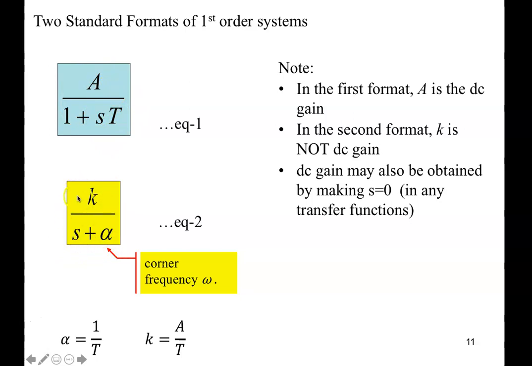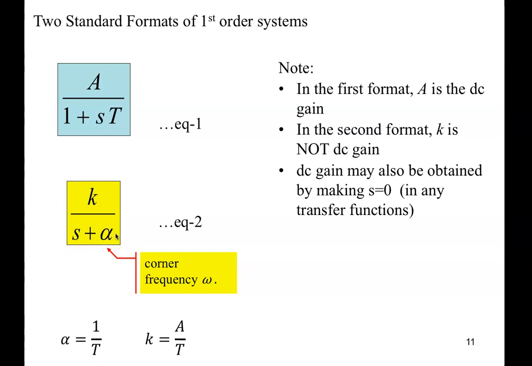Now for the second format, if you have a transfer function in the second format, this alpha is known as the corner frequency, omega. There's an inverse relationship between alpha, the corner frequency, and time constant. So the time constant equals 1 over alpha, or alpha equals 1 over T, where T is the time constant. To find the DC gain from equation 2, you just equate s to 0.